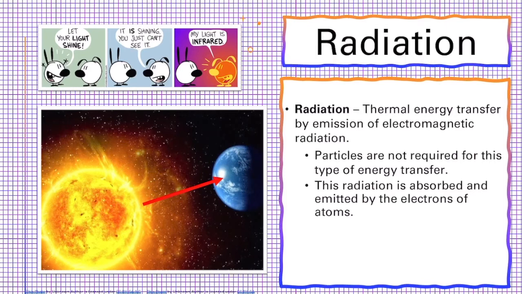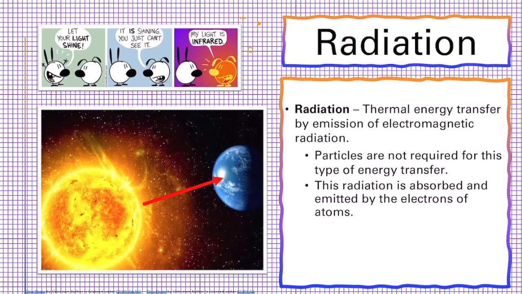But they are required in the sense that their electrons are going to be absorbing and emitting this radiation, or these electromagnetic waves. When an atom's electrons absorb electromagnetic radiation, they're absorbing energy, and so they're gaining kinetic energy, and if they're gaining kinetic energy, then they're going to have more thermal energy.